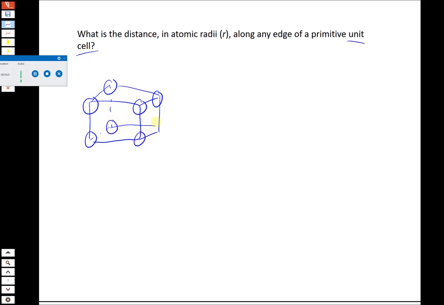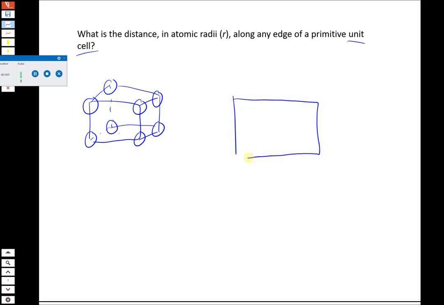Now remember, even though we draw them with these spaces in between them, in reality the atoms in an atomic solid or a metallic solid like we talked about are going to be touching along the edges of the unit cell. So if we look at just one face of the unit cell, one square face of this unit cell, which is what we're asking about here, the edge of a unit cell.